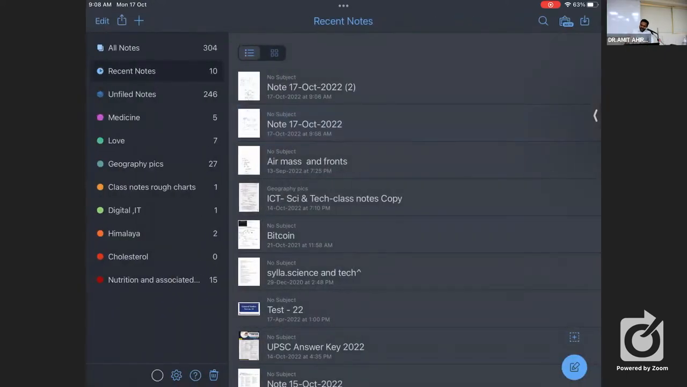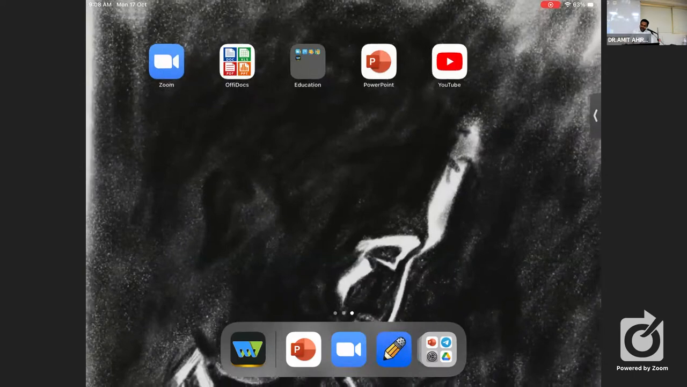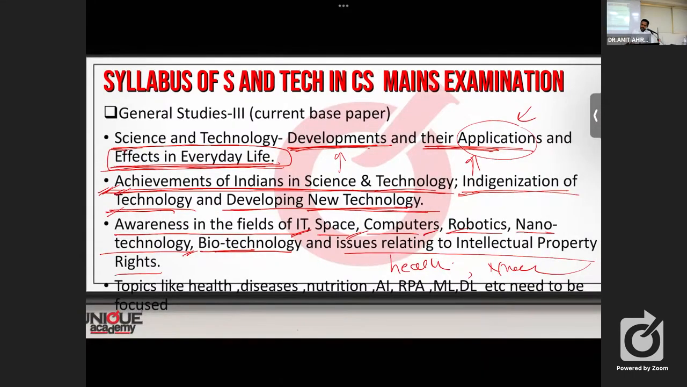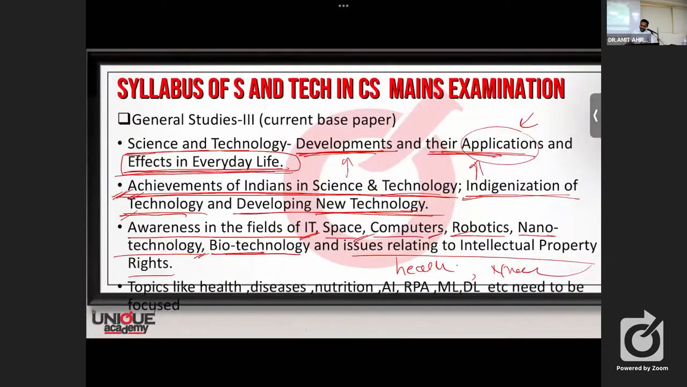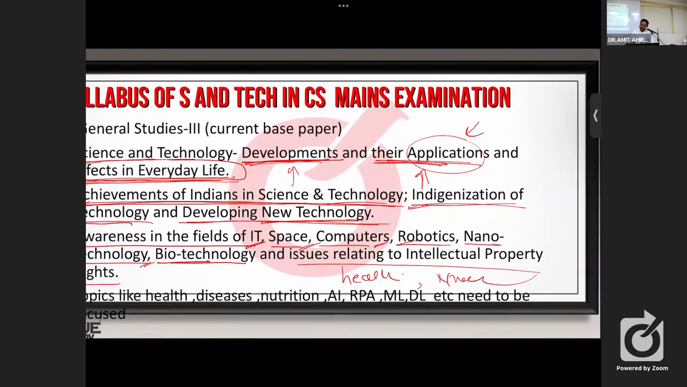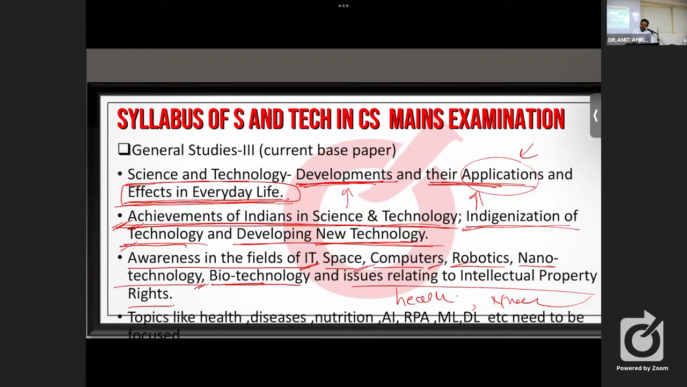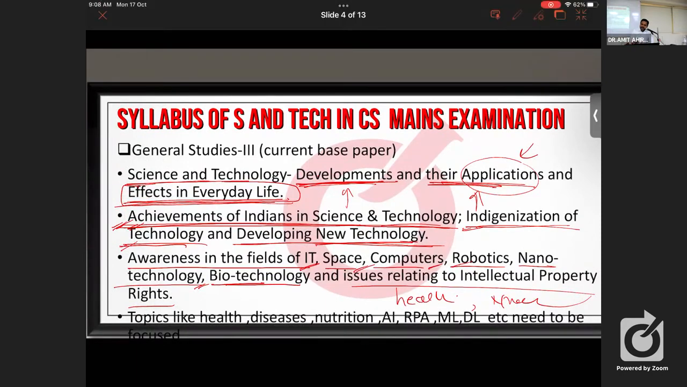But here, I was telling you the same thing. UPSC has not mentioned defense. Topics like health, disease, nutrition, artificial intelligence need to be focused on, but they have not been mentioned in your syllabus. So this is a mains related syllabus. We have already talked about the prelim related syllabus.